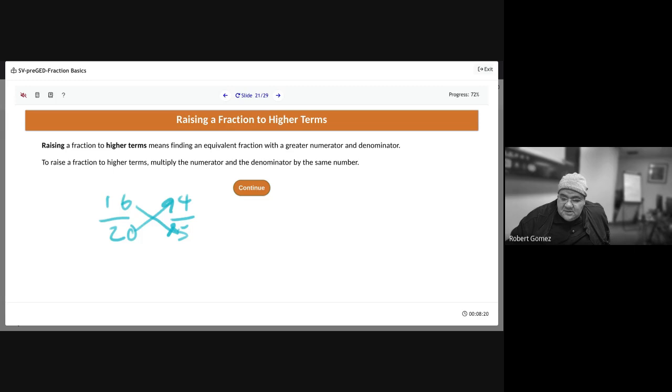So 20 times 4: 2 times 4 is 8, and then add a 0. That's going to be 80. And 16 times 5, you'll probably get 80 also. So it should be the same. That's how you know something is equivalent. All right, so going back into this.